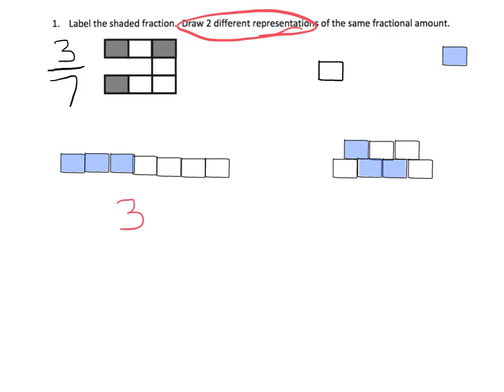So here you can see 3/7. That's pretty straightforward. And here you can see 3/7. Here we've got 3 blues out of 7. So that fraction is 3/7. And here we also have 7 pieces altogether. 3 of them are blue, but they're just arranged into a different shape. So we have the same sizes, but different shapes.